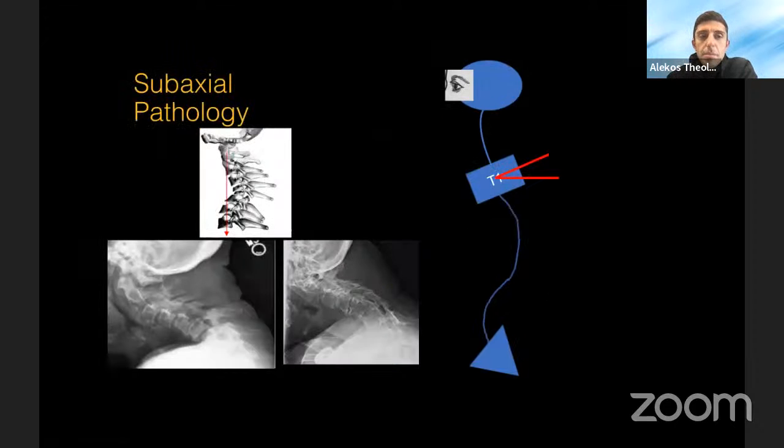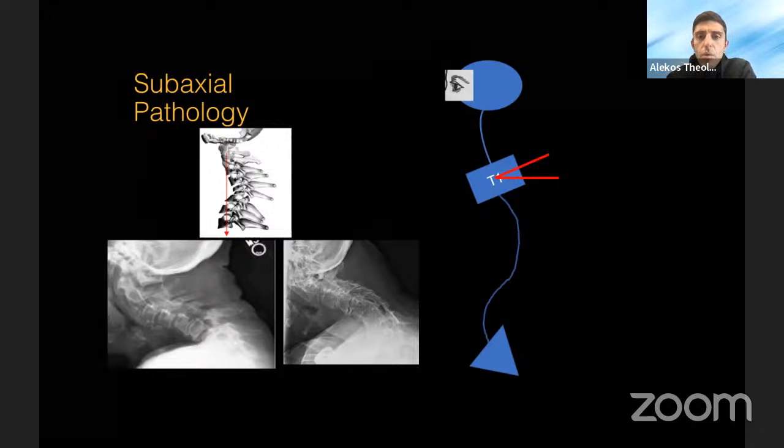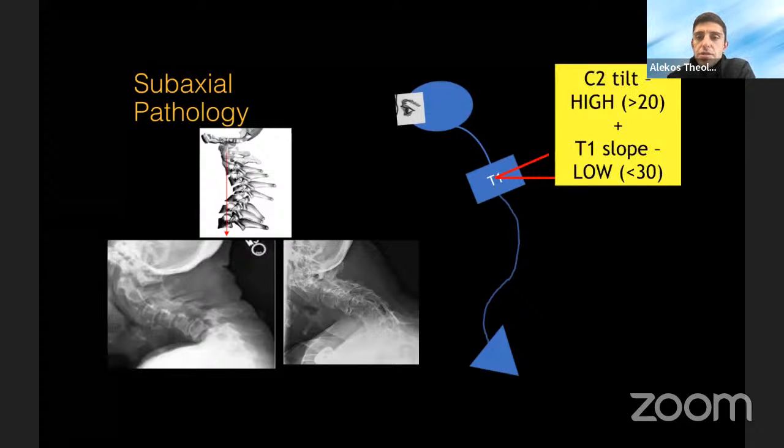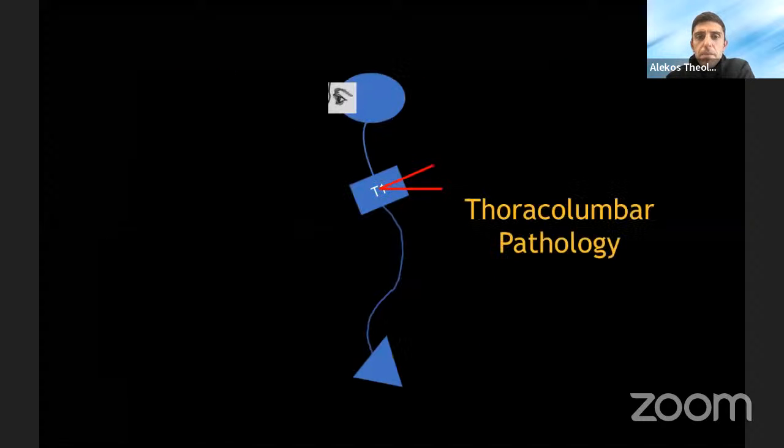And so if someone has a subaxial deformity, as you can see here in the two pictures, what happens with this pathology is they lose lordosis of the cervical spine, and then they try to compensate by hyperextending through the occiput to C2 or occiput to C1 area. And so radiographically, these patients will present with a high C2 tilt, and that's a demonstration of that compensatory mechanism in the upper cervical spine. And they'll have a low T1 slope. And again, this T1 slope is the key factor here.